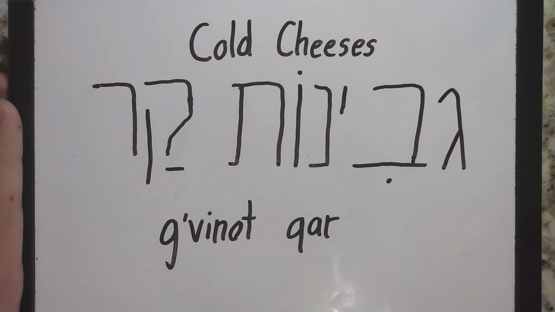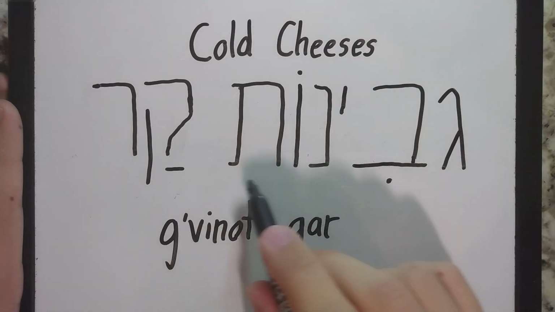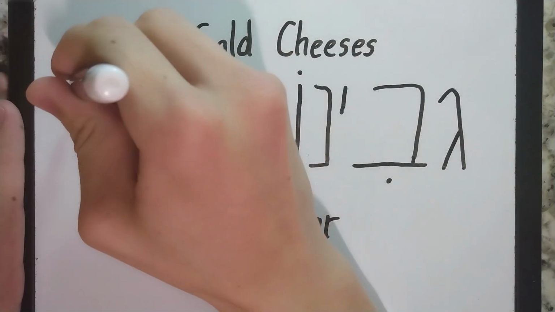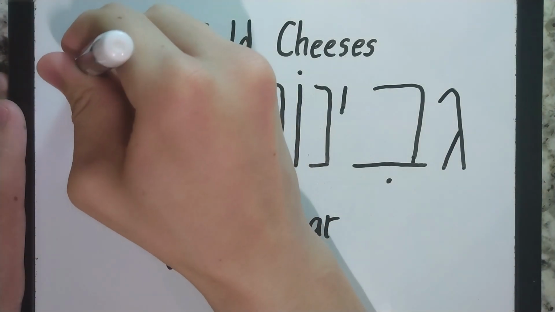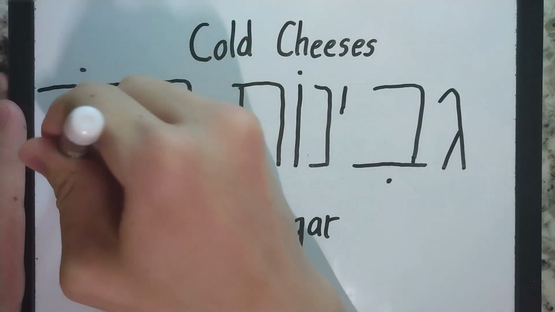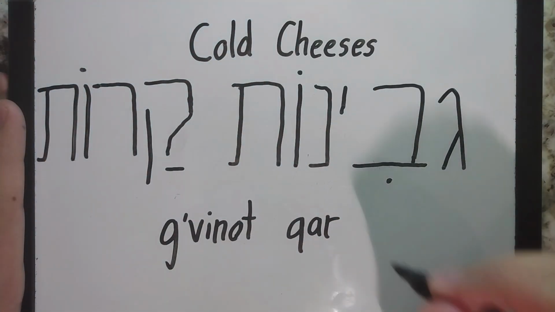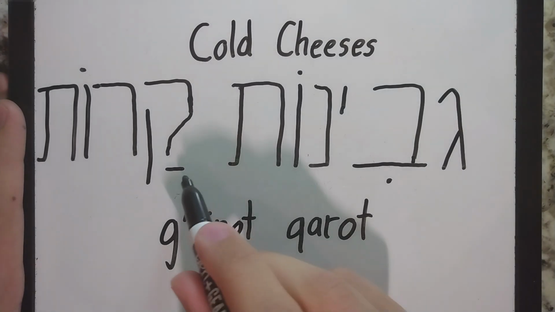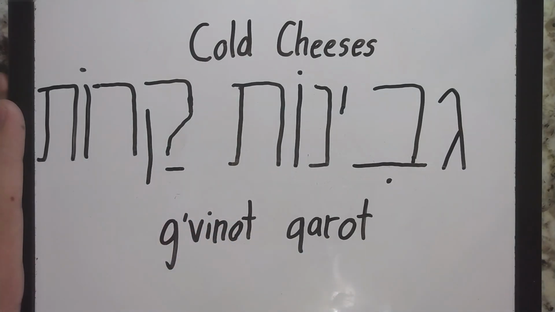So with this structure in Hebrew, first we have our noun, gavinot, cheeses, and then we have the adjective which is describing it. The masculine singular form of cold in Hebrew is kar, and remember to make a masculine singular form feminine plural, we add the ot ending. So that is a vav with cholam and a letter tav. Those say ot, so the feminine plural form of cold is karot. So cold cheeses is gavinot karot.